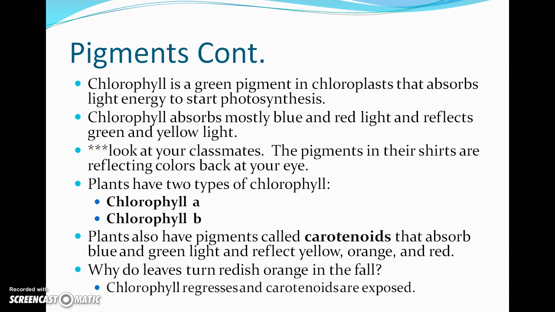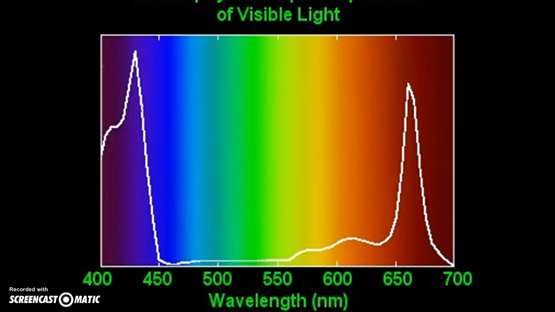So why do leaves turn reddish orange in the fall? What happens is the chlorophyll starts to break down. And as that chlorophyll breaks down, we can no longer see that green color. The carotenoids that are still in the leaves are now able to be seen, and you see all of those different colors. Different trees and different plants are going to have different levels of carotenoids, which is why some trees turn yellow and some trees turn red and some trees turn orange.